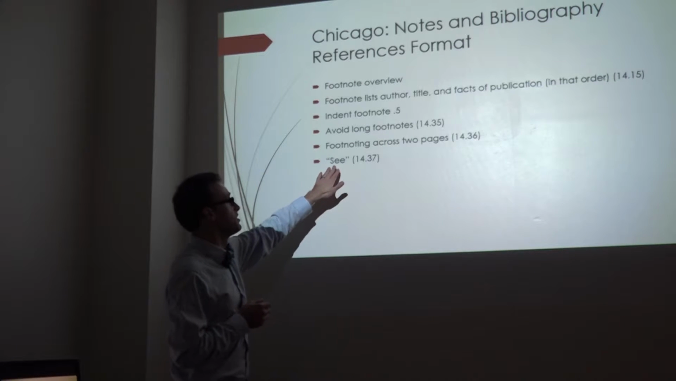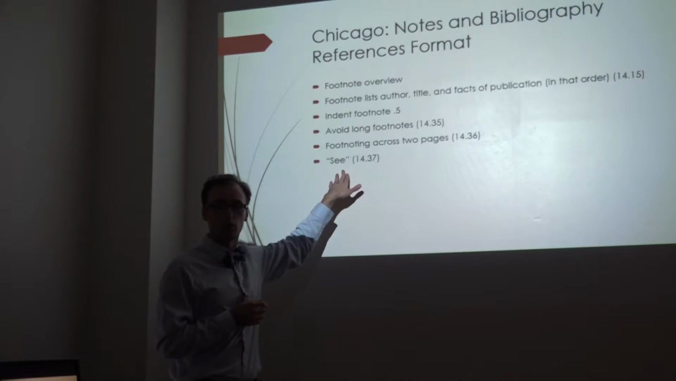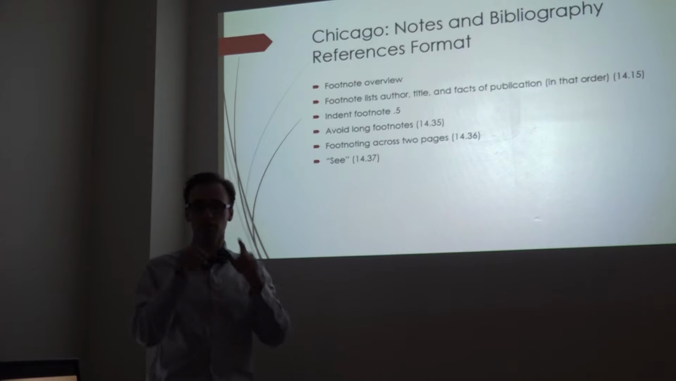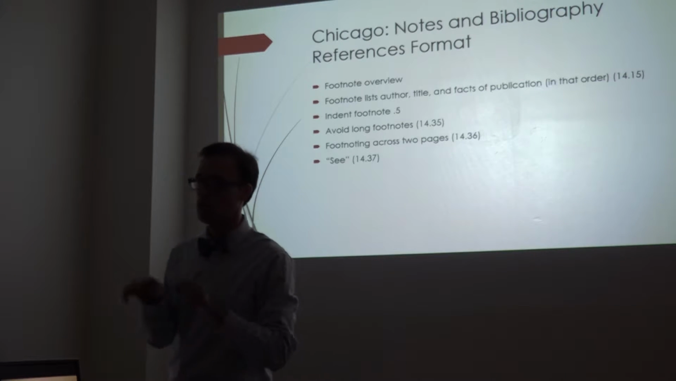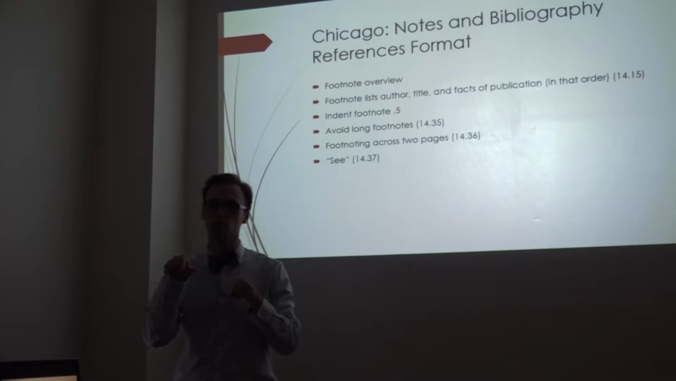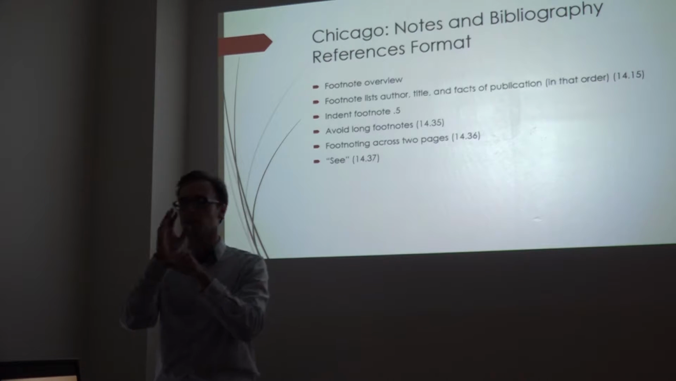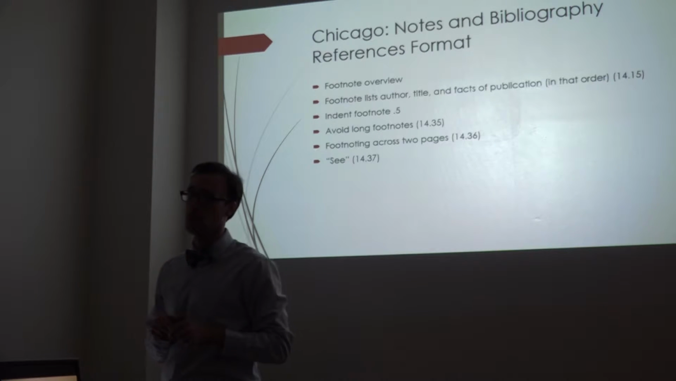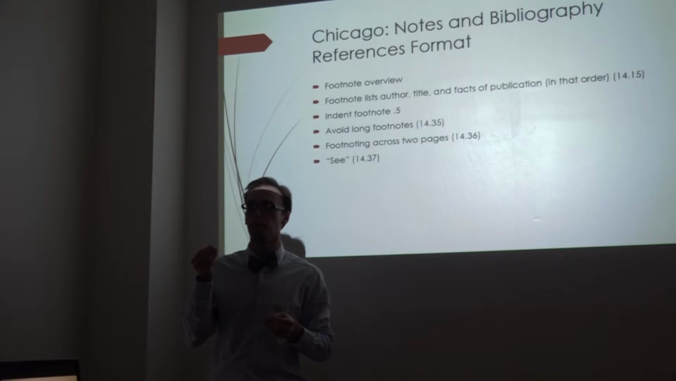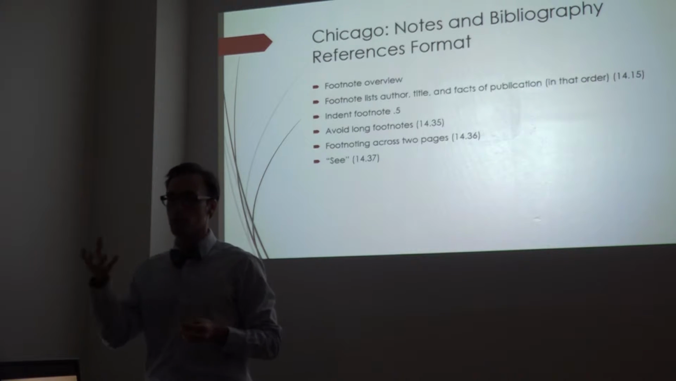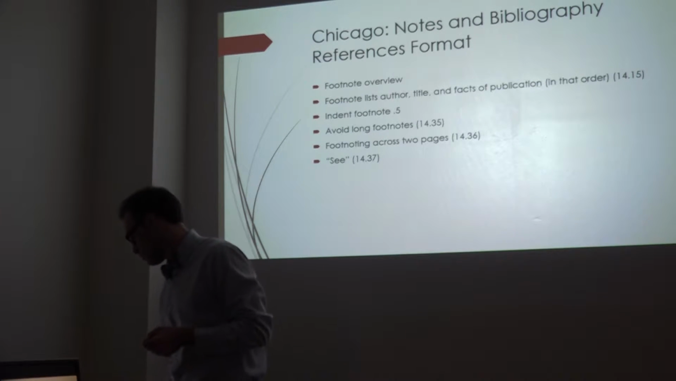In certain instances, if you need to refer to a work, you can use "See" in front of your footnote. So you would have your footnote and then "See" and then the name of the work. We're telling the reader that for more information, you can see so-and-so text.